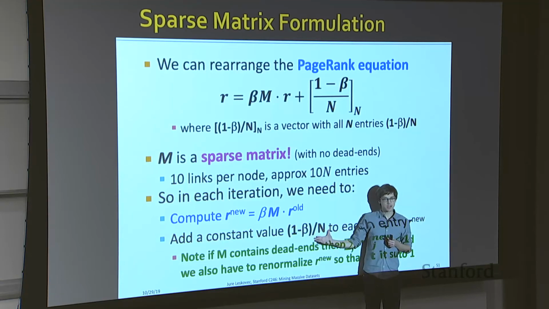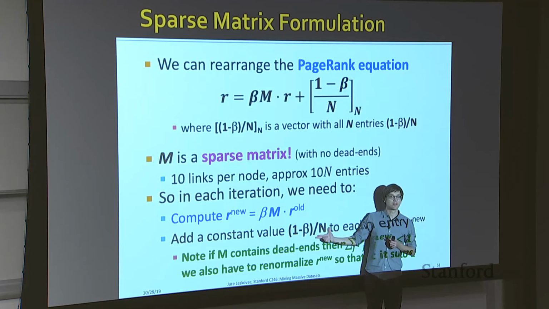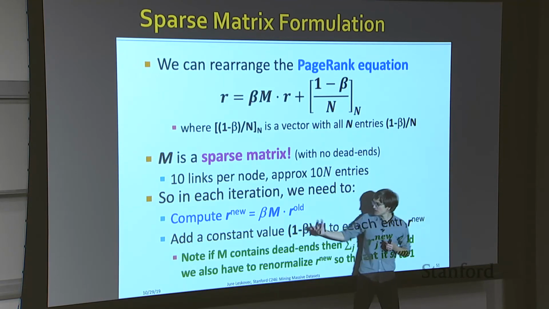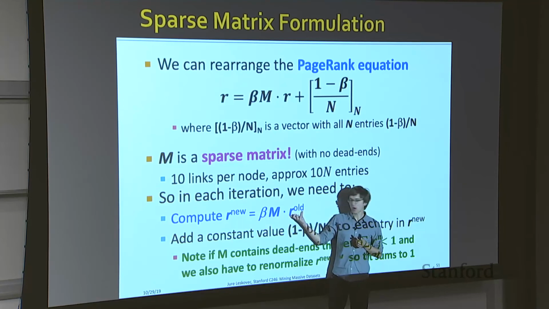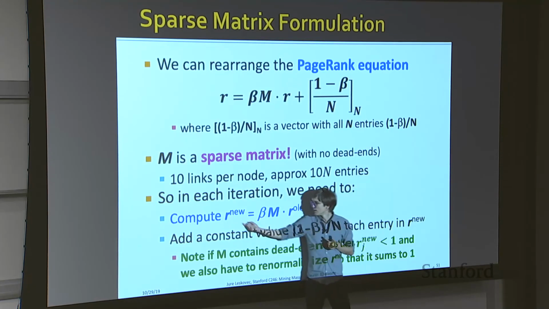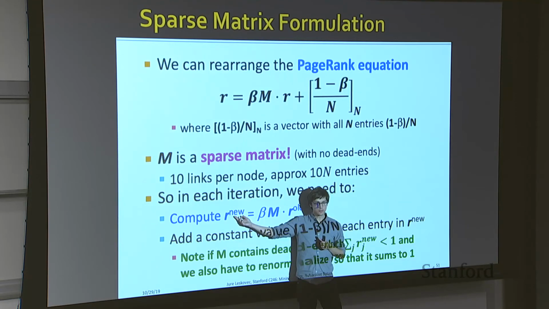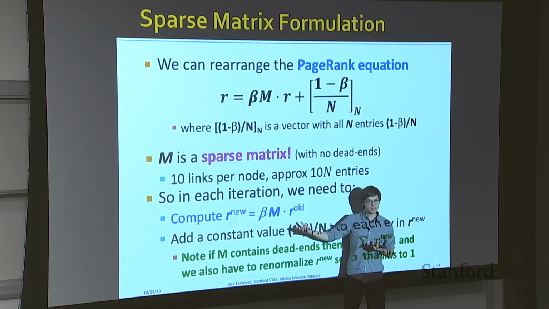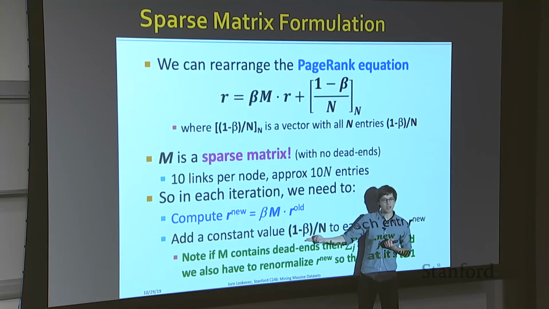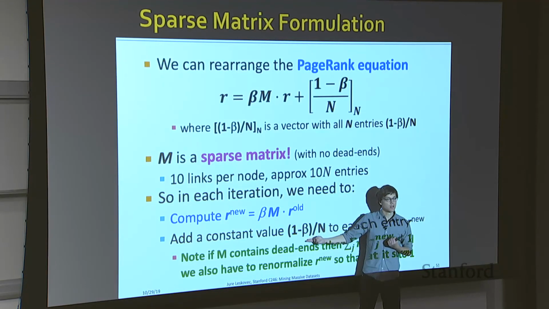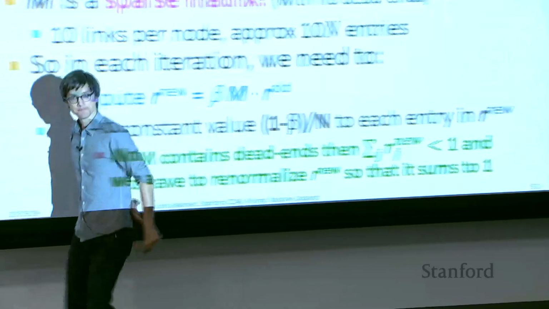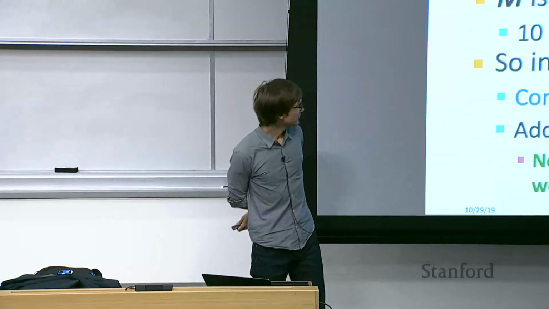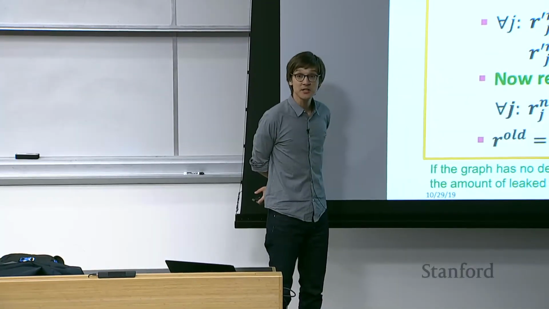And this constant term is essentially the probability that the random walker will land at that node. So R new now says, given that the random walker was at R old, how likely is it to visit R new? And another way to visit R new is to directly jump to it. This is the probability of that happening. And that's it.